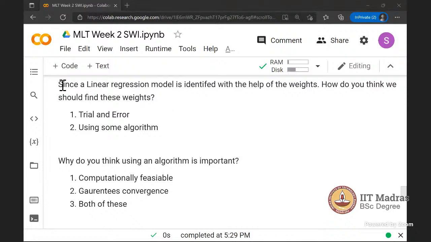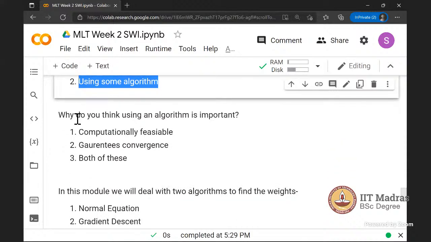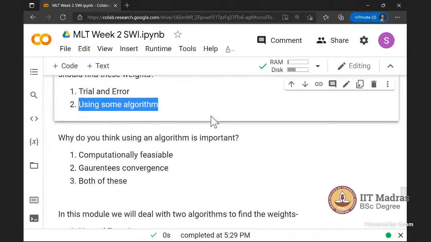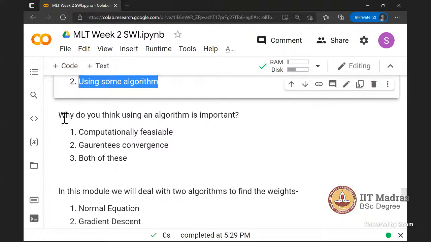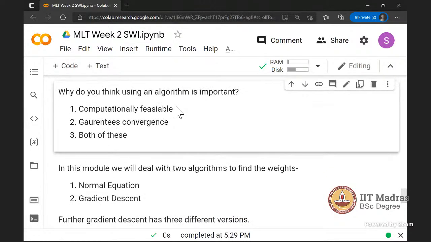Now that we know what the trial and error method is, what do you think is better, trial and error or using some definite algorithm? Normal equation. Definitely some definite algorithm. Good. Was there any question? Okay, let's move forward. Why do you think an algorithm is important rather than trial and error?